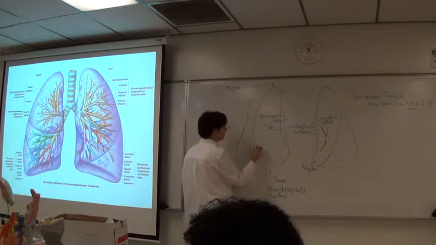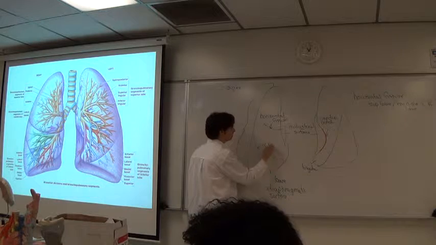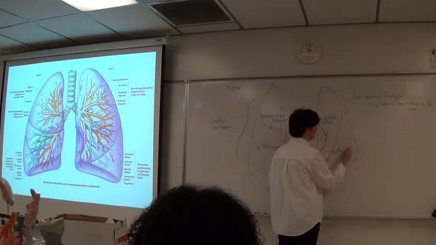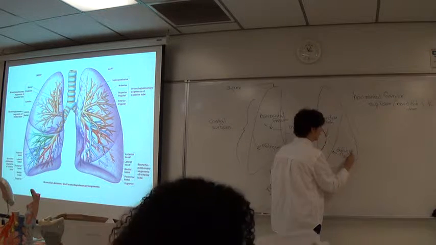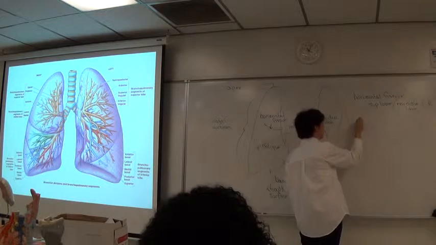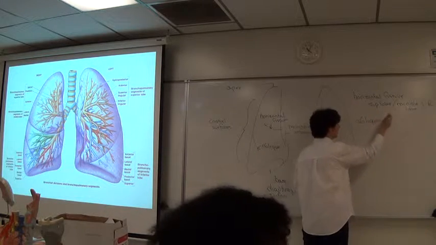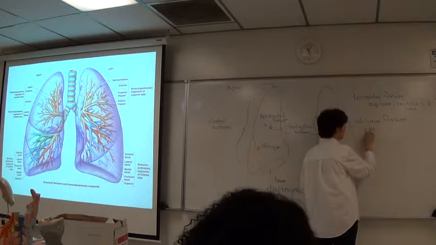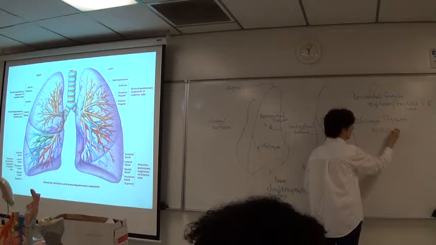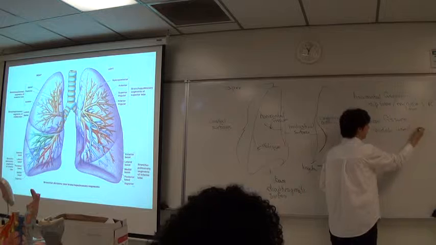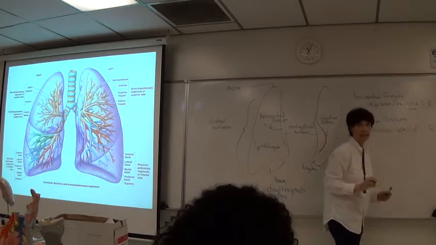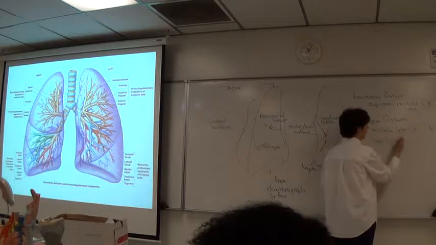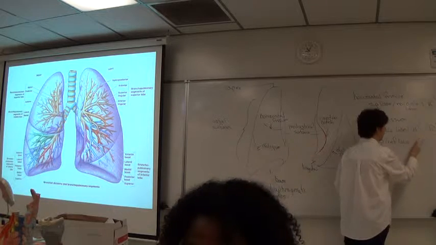Okay, this fissure is the oblique fissure. And it is present in both right and left lungs. And so the oblique fissure is going to separate the middle lobe from the inferior lobe on the right side, and the superior lobe from the inferior lobe on both right and left.